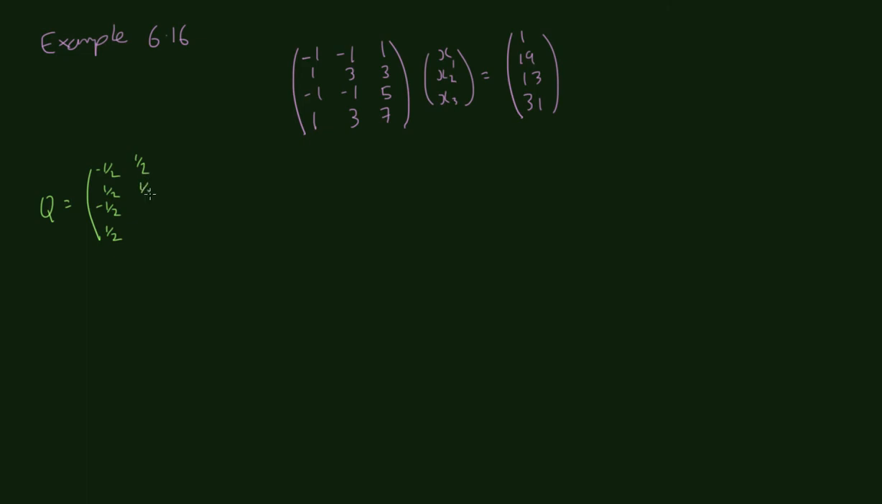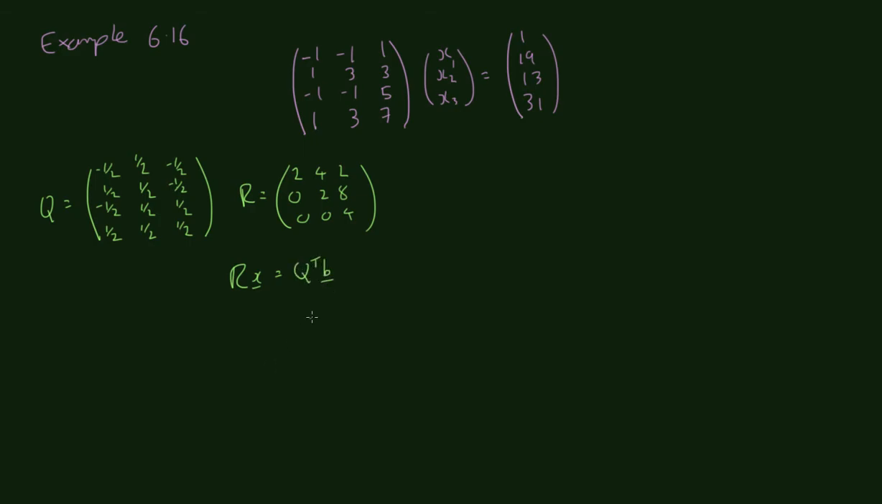That's meant to be a half. There we go, a half. And R was 2, 4, 2, 0, 2, 8, 0, 0, 4.